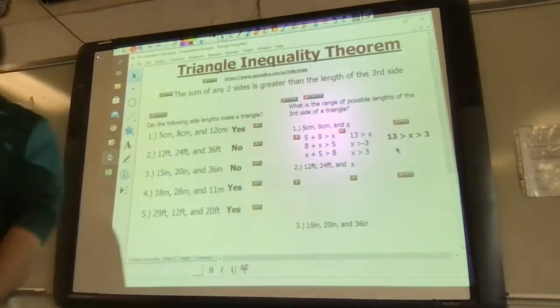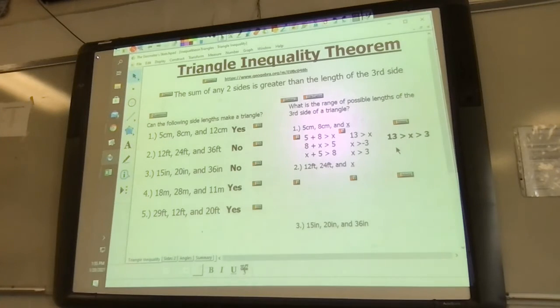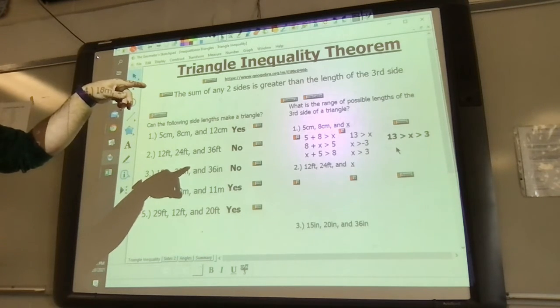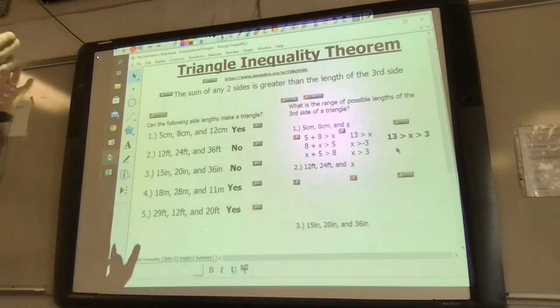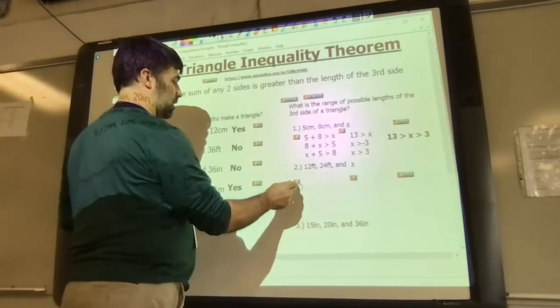Then if it says, the following, A, B, C, D, 18, 12, 3, 40, which ones are potential values of a third side? Well, you figure out which ones are in that range. Which one is between 13 and 3? What about 12, 24? What could potentially be a third side? Same idea.